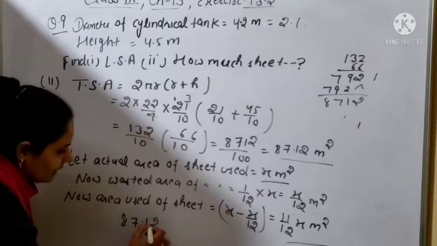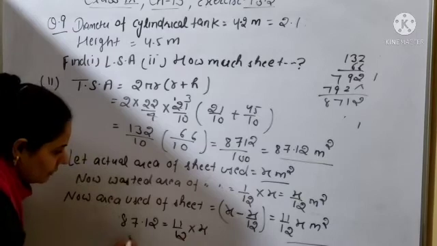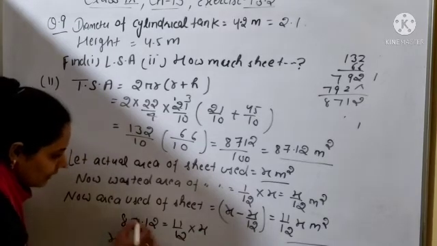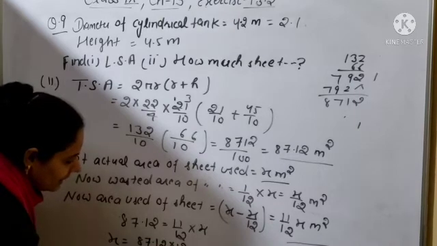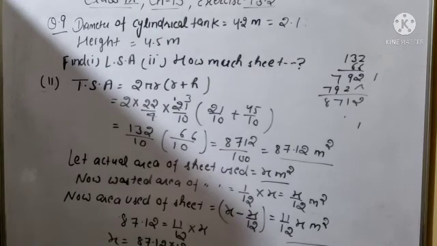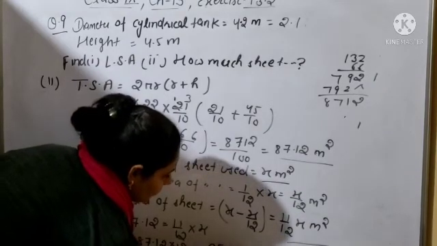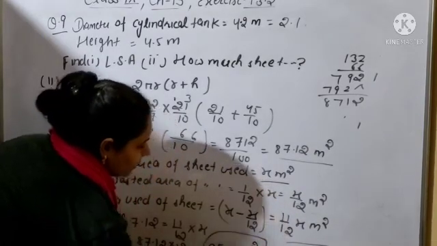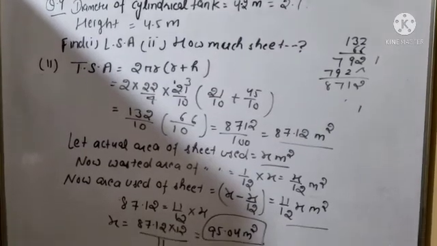87.12 is equal to 11 by 12 into x. Find the value of x. So x is equal to 12 will come in multiplication, multiply 12 and divide by 11. When you cancel out and divide it, you will get the actual answer, and it will be 95.04 meter square. So this one will be the actual area. Is it clear, all of you? If it is not visible, you can see here.